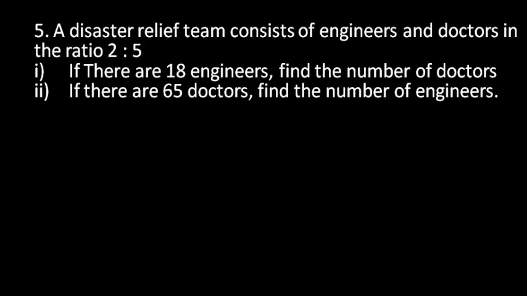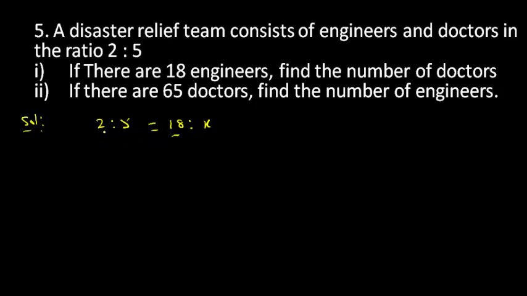Solution 1. 2:5 equals 18 is to x. Here 2 are engineers, here 18 are engineers, 5 are doctors. Now find out the doctors. These two ratios are equal, so these are proportional.